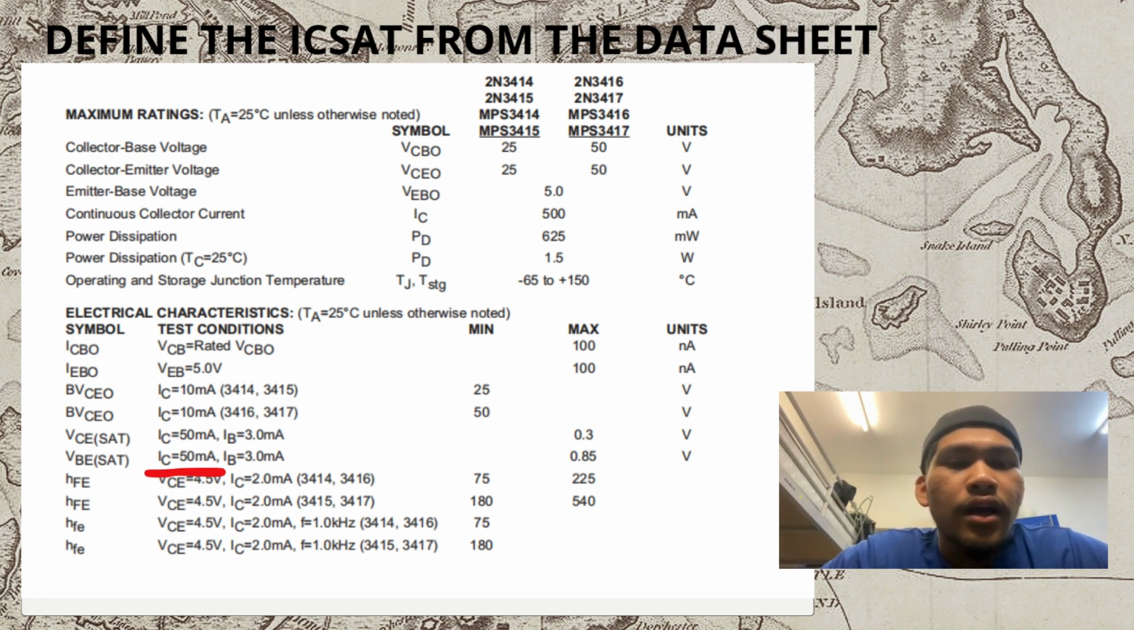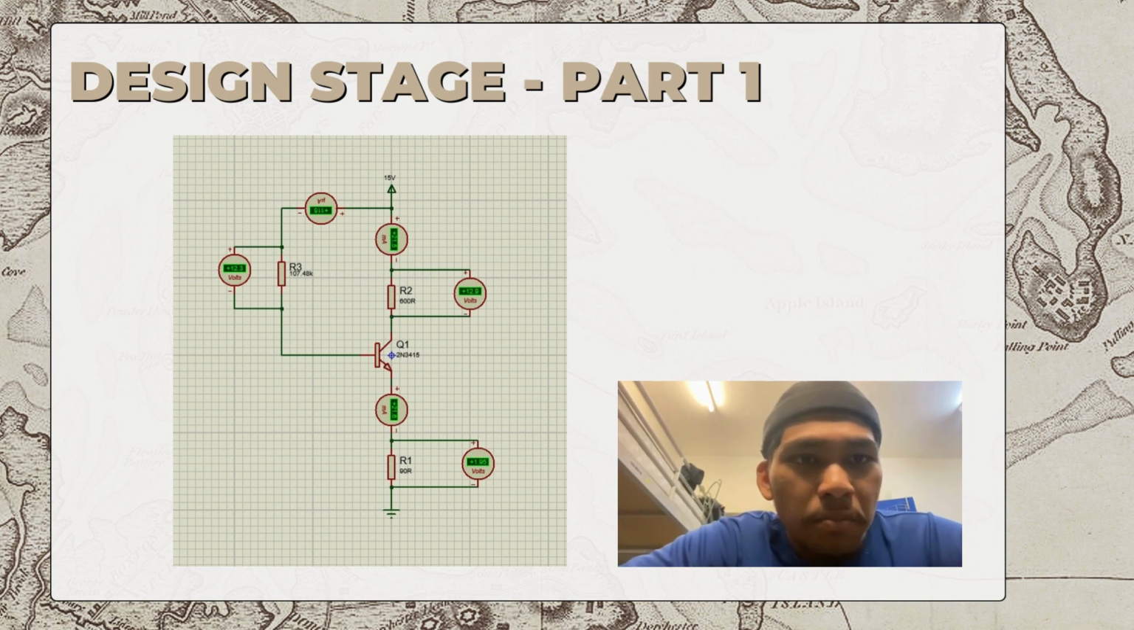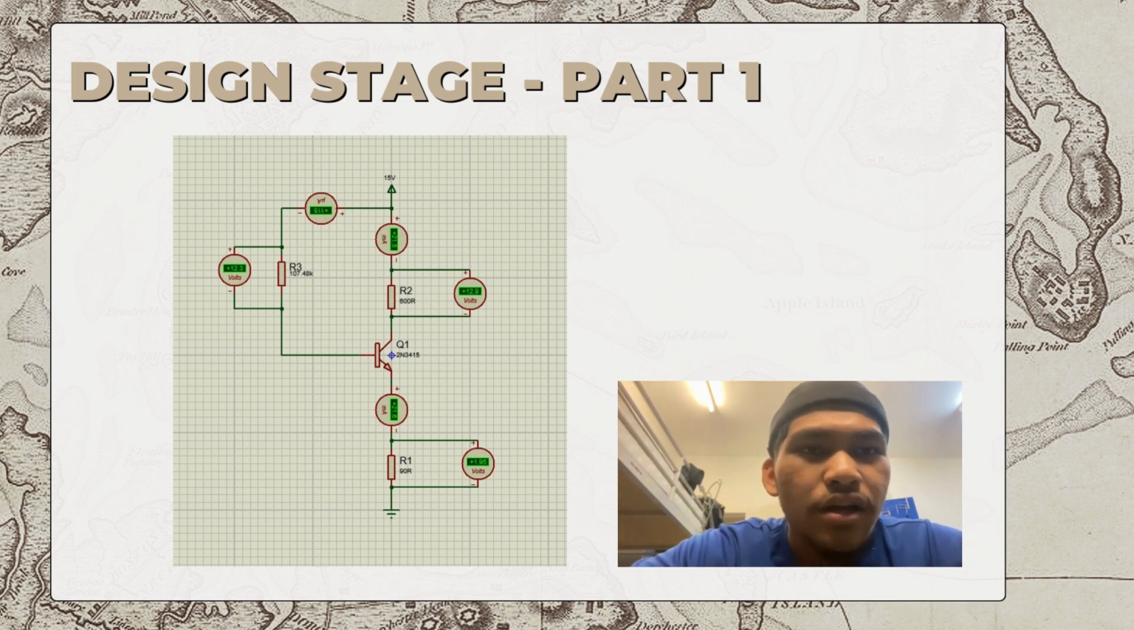We can get the IC saturation from the datasheet for transistor 2N3414. We can use an IC saturation of 50 milliampere. For design stage part 1, we put three voltmeters in parallel to measure volt, and we put three DC ammeters in series to measure the current. This is our design stage for part 1.